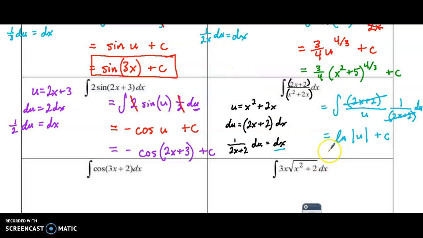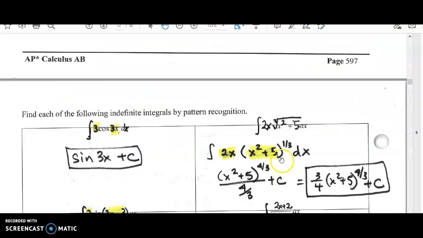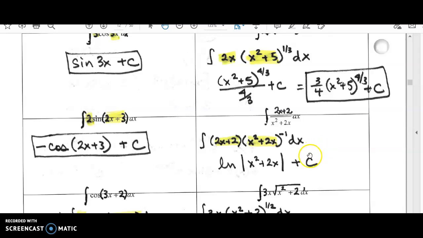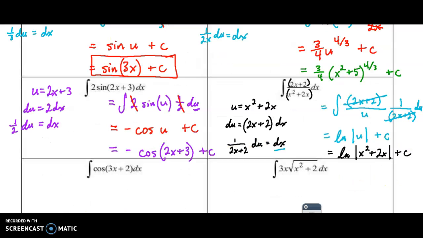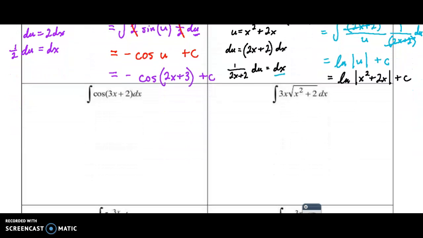Let me go back to black. So our best answer is natural log of the absolute value of x squared plus 2x plus c. At this point, I'm not even sure if I want to show you the answer key because I don't like the way he works it out. I don't know how obvious this answer is to you guys. The more you practice, though, the more it makes sense. And I can work through these problems all day. Oh man, going back and forth kind of gives you a headache though.